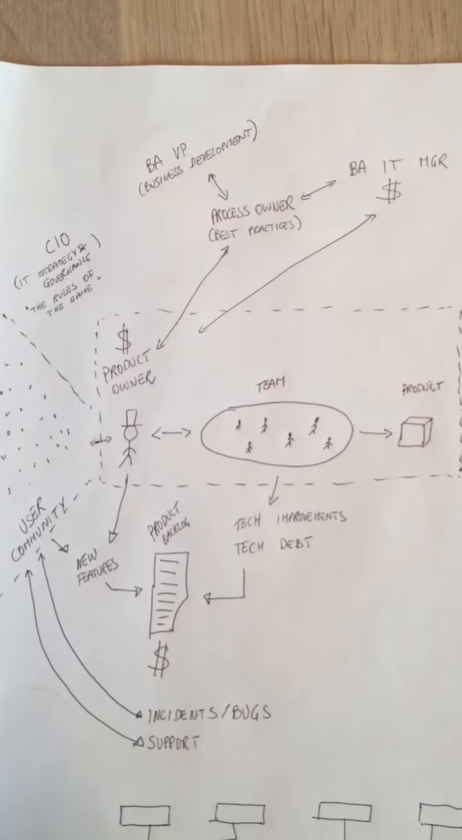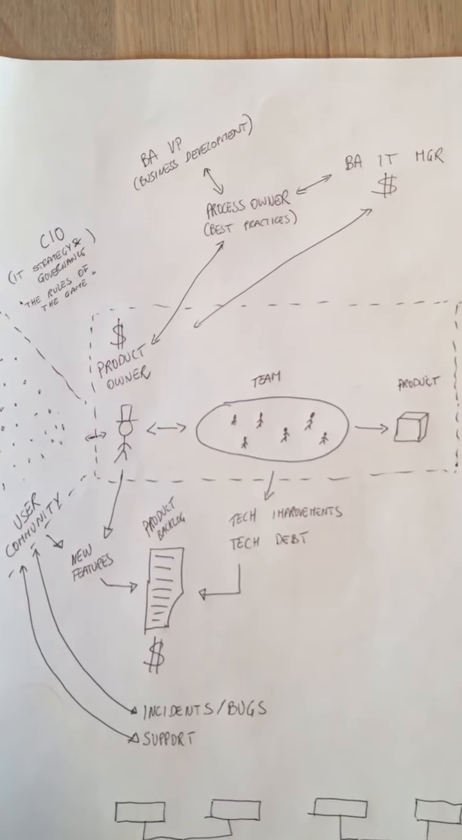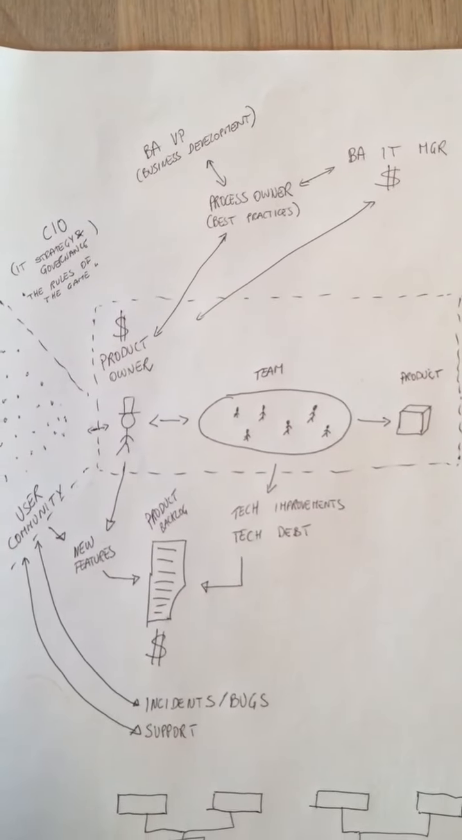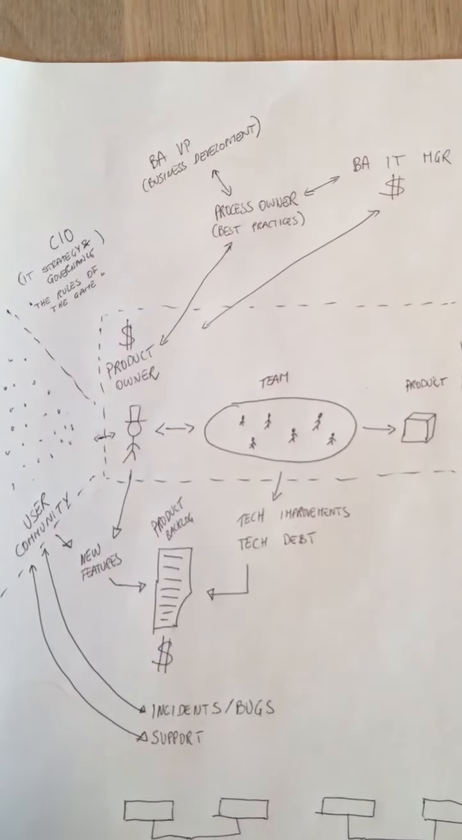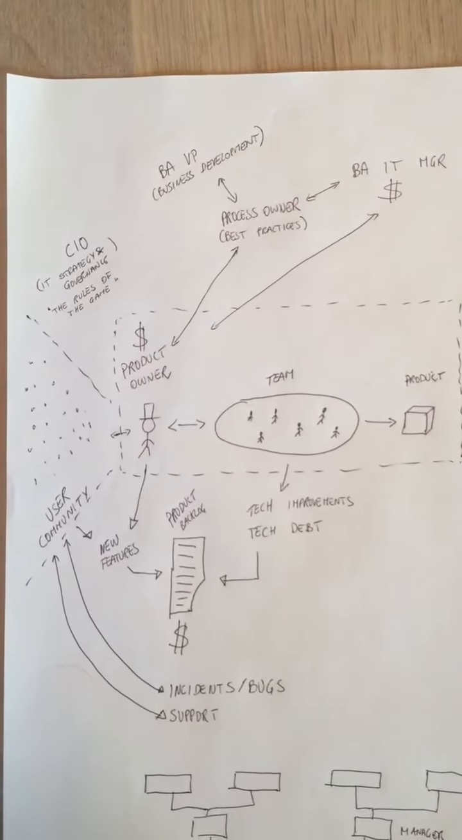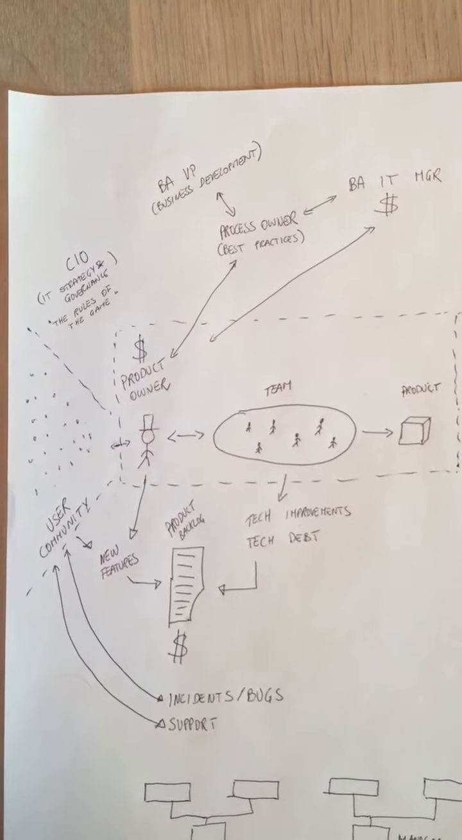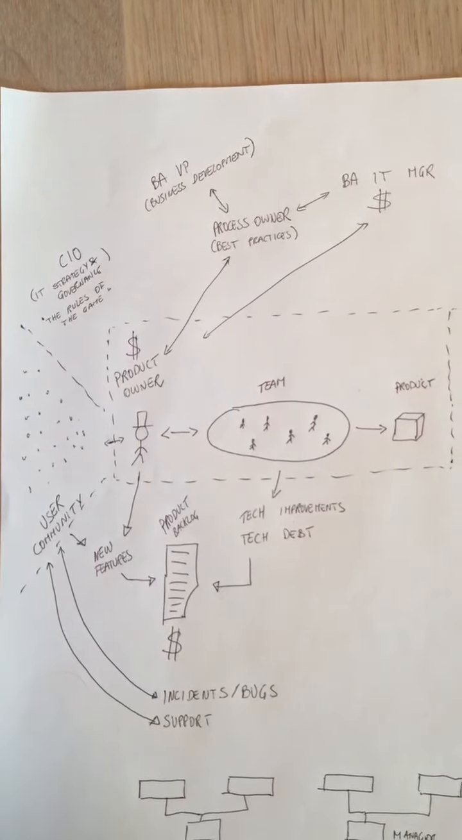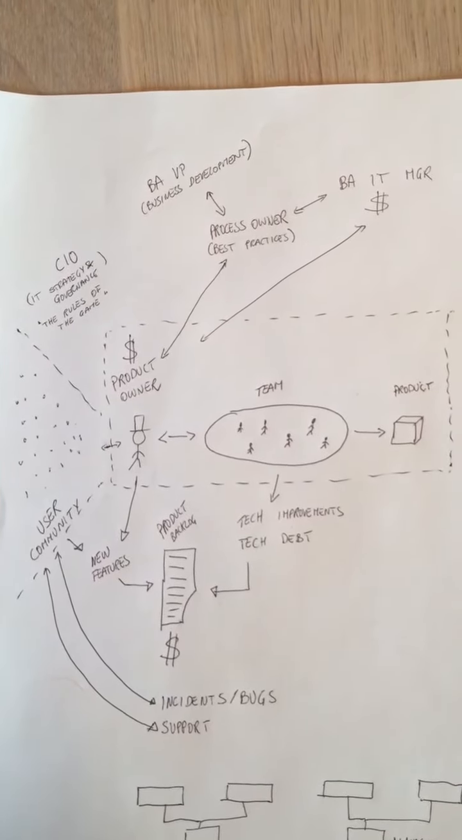When it comes to support requests from the user community, I guess the product owner needs to decide. Do we want the team to spend time on that, or do we want to channel those requests for support to a different team? Again, the product owner and the team decide on how to do this.